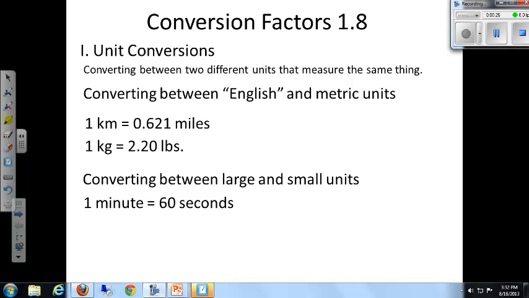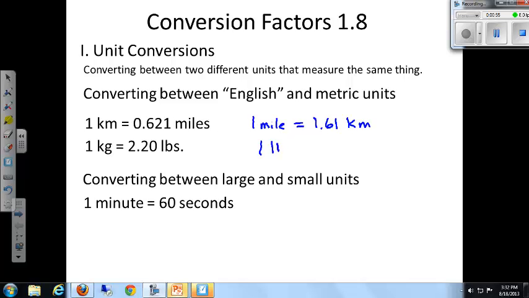One common conversion is converting between English and metric units. A kilometer, you can look this up on a table, is equal to 0.621 miles. Not something you normally have to memorize. A kilogram is worth 2.20 pounds, a unit of weight here. You could also turn this around. You could also say 1 mile is equal to 1.61 kilometers.